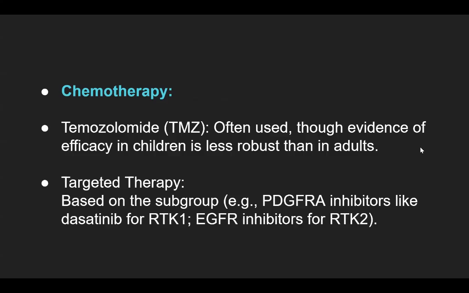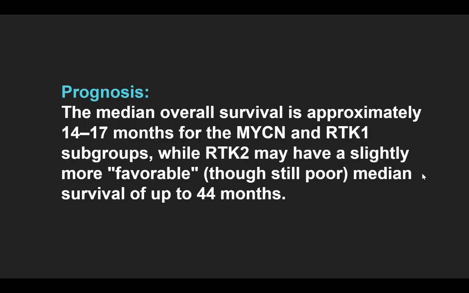TMZ can be given even though its efficacy is not proven, and there are some trials going on according to the targeted therapy. And let's see the prognosis. The median overall survival is approximately 14 to 17 months for the MYCN and RTK1 subgroup. And as I mentioned previously, the RTK2 group has a slightly more favorable, even though still poor, median survival of up to 44 months, roughly three and a half to 4 years.